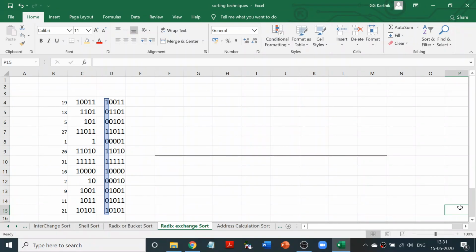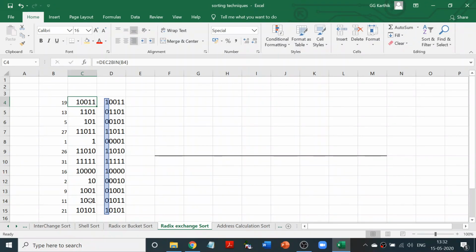Your next sorting technique is radix exchange sort. Radix exchange sort. So the difference between radix sort and radix exchange sort, there is no similarity actually. It is completely different. So what we will do here is the given number will be converted into a binary number. Say for example, the given decimal number here is 19. It has to be converted into zeros and ones, or to binary. So I have used a function here in Excel, decimal to binary. So I have taken this B4 as the cell.